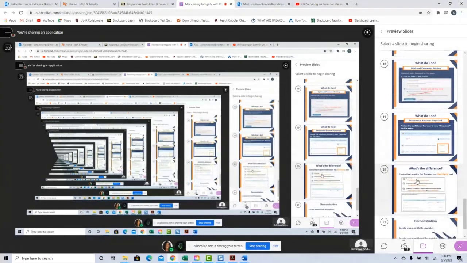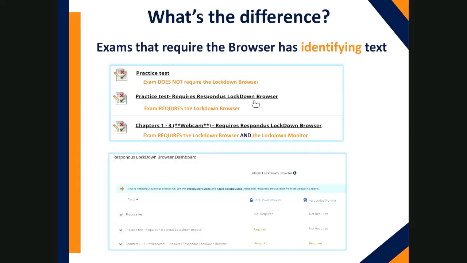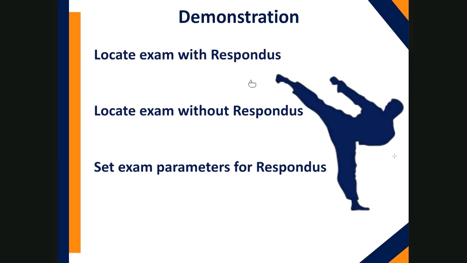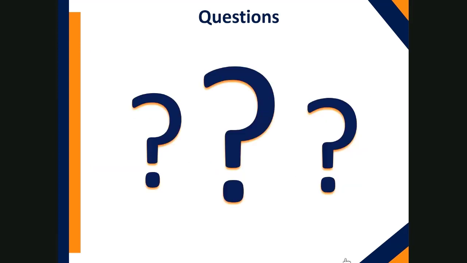So I just want to review this one real quick. Understand that this is how your regular test looks. This is how it looks when the browser is required. And this is how it looks when both the browser and the webcam are required. And just like here, you'll see both the browser and the webcam, or just the browser, or neither of those. Okay, so we have located an exam with the browser and without, and set the exam parameters. And if there are any questions, I'm happy to answer those at this time.